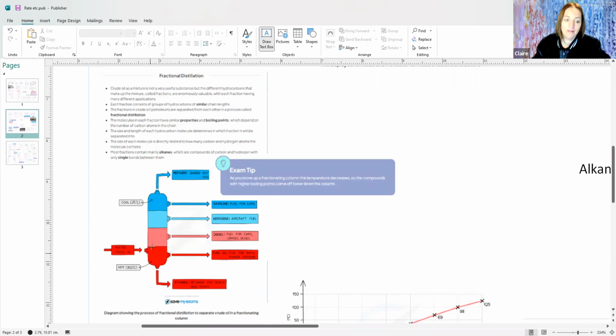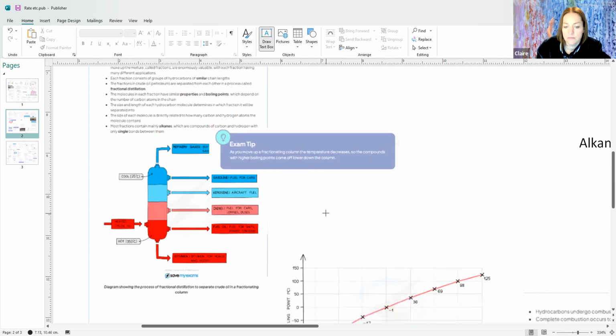The very small ones like methane have a very low boiling point, so they become gas or vapor and rise right up to the top very quickly. Those that are really long, like diesel and fuel for power stations, and even bitumen, have hugely long chains, therefore a very high boiling point, and they stay liquidy and get siphoned off at the bottom. Yes, they've got single bonds. So that is basically fractional distillation.